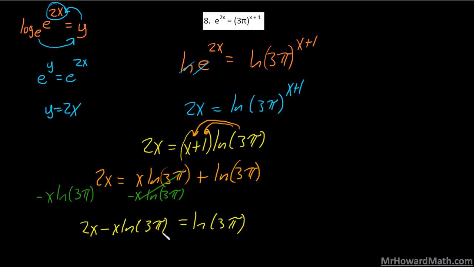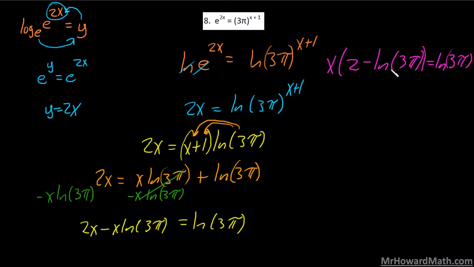So now, if you notice, we have an x in both of these terms, and when you're solving and you have a situation like that, you want to factor that out. So coming up here, I'm going to factor out that x, and I'm left with 2 minus ln of 3 pi, and that is equal to ln of 3 pi. Put parentheses around the argument there.